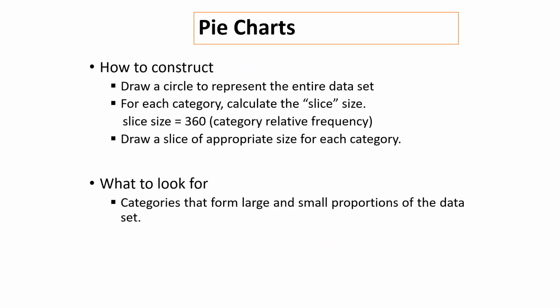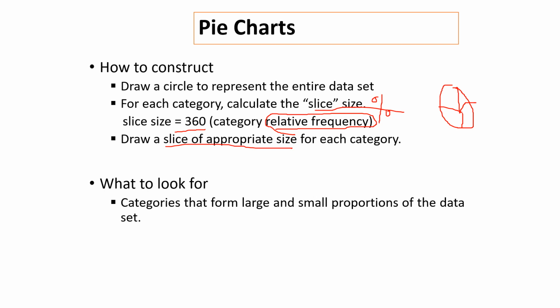So how to construct it? Draw the circle to represent the whole data. For each category, calculate the slice size by using the 360 degrees. This is by using relative frequency, or normally, in most of the tools, they represent it as a percentage. Okay, draw the slice in the appropriate size for each category. So just draw like this. Okay, this is okay.